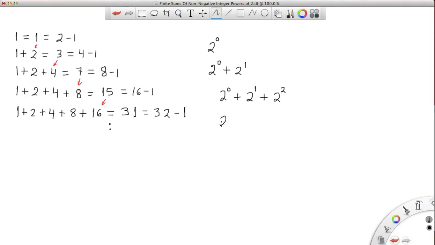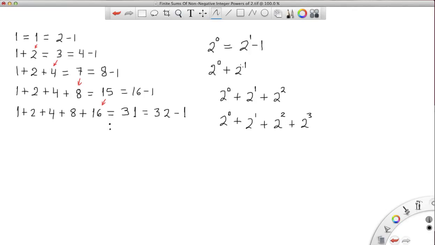So 2 to the 0 plus 2 to the 1. Here we're just rewriting the same thing, but we are making it explicit with the exponents. 2 to the 2, and then the next one is 2 to the 3. So here we have just the number 1, which is 2 minus 1, but 2 is 2 to the 1, so we can rewrite this as 2 to the 1 minus 1.